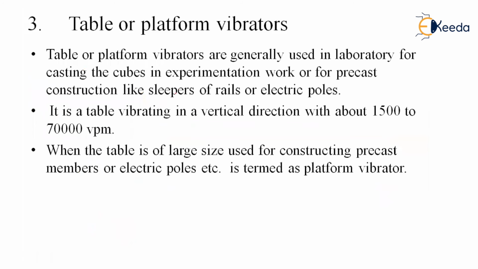Table or platform vibrators are generally used in laboratories for casting of the cubes in experimentation work, or for precast constructions like sleepers of rails or electric poles. It is a table vibrating in a vertical direction at about 1500 to 7000 VPM. The range is quite high, 1500 to 7000 vibrations per minute. When the table is of large size for constructing precast members or electric poles, it is termed a platform vibrator.